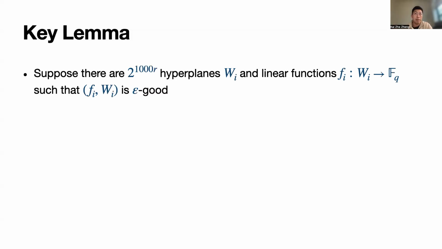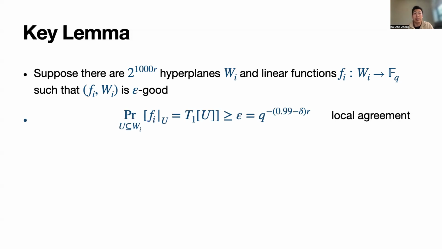Suppose there are a very large number of hyperplanes Wi, and associated with each hyperplane is a linear function Fi. And these pairs Fi, Wi are epsilon good, meaning that Fi agrees with the table T1 on an epsilon fraction of entries contained inside of Wi. So you should think of this as there being many functions that have local agreement in the table. Local meaning that this agreement is within a hyperplane Wi.